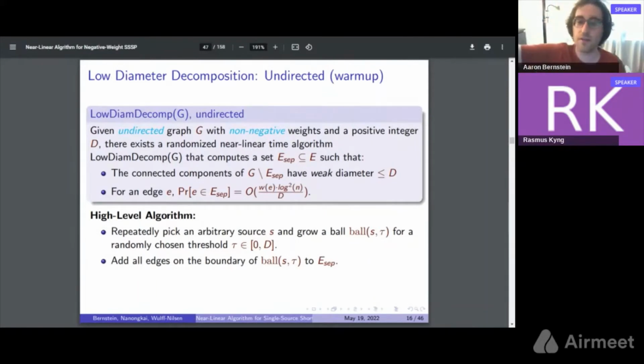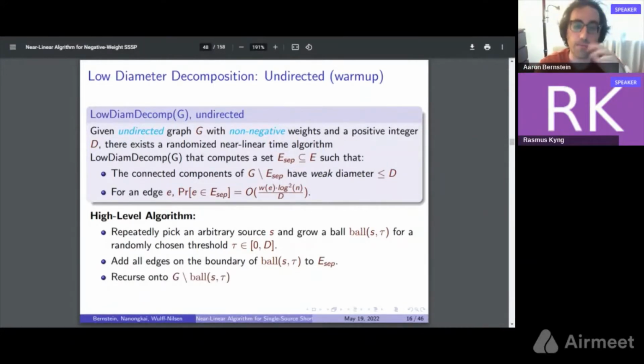And now you just repeat in the rest of the graph. You pick another arbitrary source, you again grow a ball up to a random threshold, add everything on the boundary to the separator edges, and so on. And the basic intuition is that if you look at any particular edge, because you're picking a random threshold between 0 and d, the probability that that edge gets cut is at most 1 over d in the unweighted setting. But of course, if it's a weighted edge, if it has length 100, then it's 100 times more likely to be cut. And so that's why the probability that an edge is a separator edge is the weight of that edge divided by d.